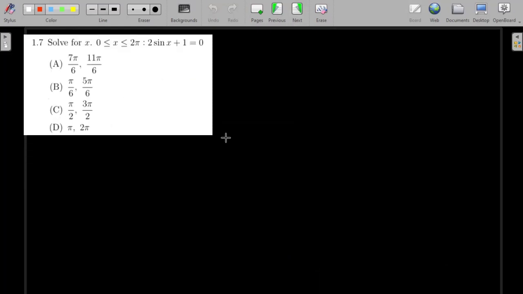Okay, what about question 7? So there now we are solving our trigonometric equations. Again, they're saying for x, where x is between 0 and 2 pi. Okay, so this is a full circle from 0 to 2 pi. So we have 2 sine x plus 1 is equal to 0.